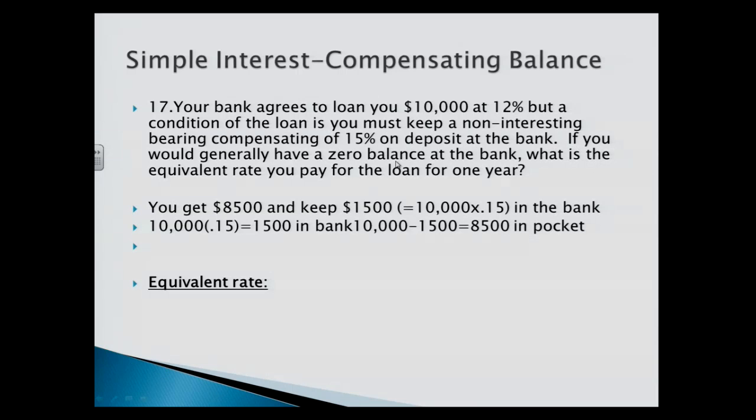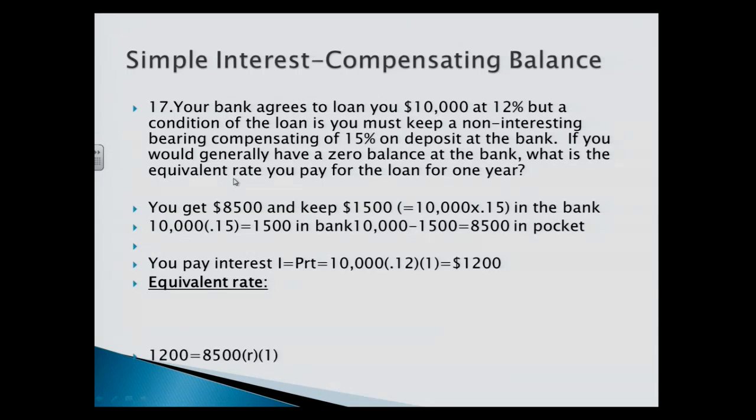So normally you would have a zero balance in the bank. What is the equivalent rate? Because you are not paying 12%. So let's look at this. You get $8,500 to play with, because you have to keep 10,000 times 15%. You have to keep $1,500 in the bank. So you only have $8,500 maybe to buy a car, let's say.